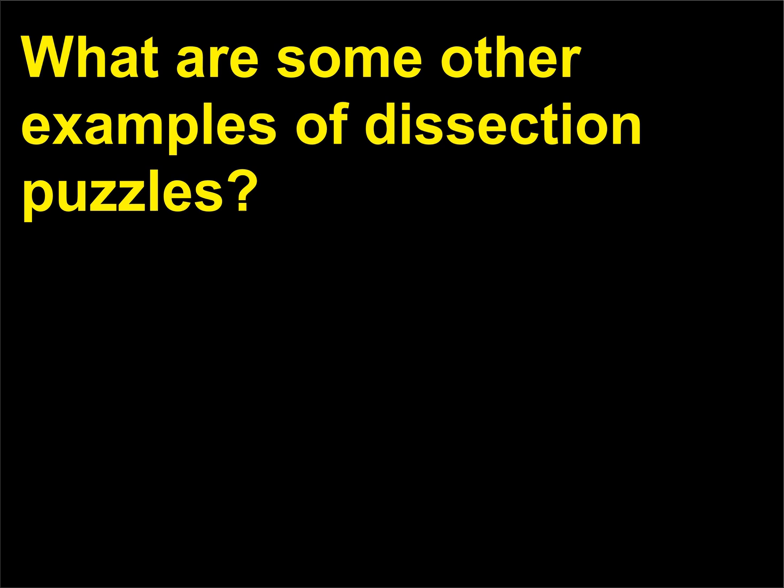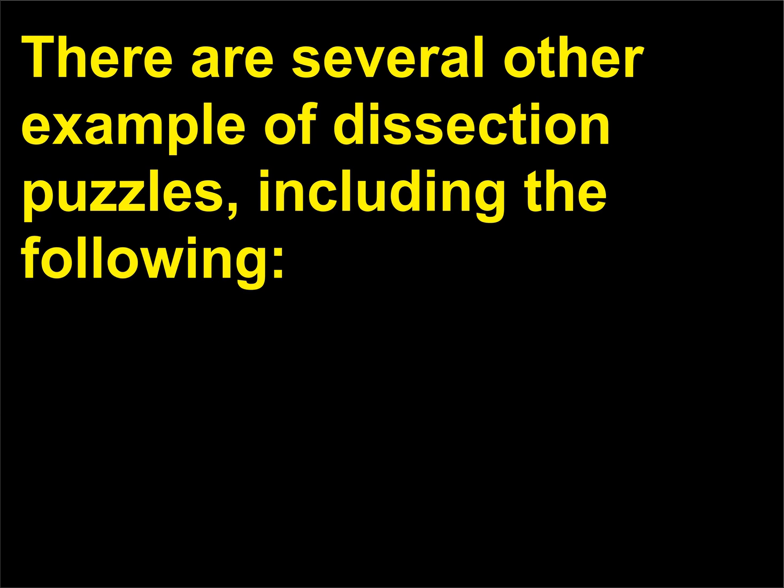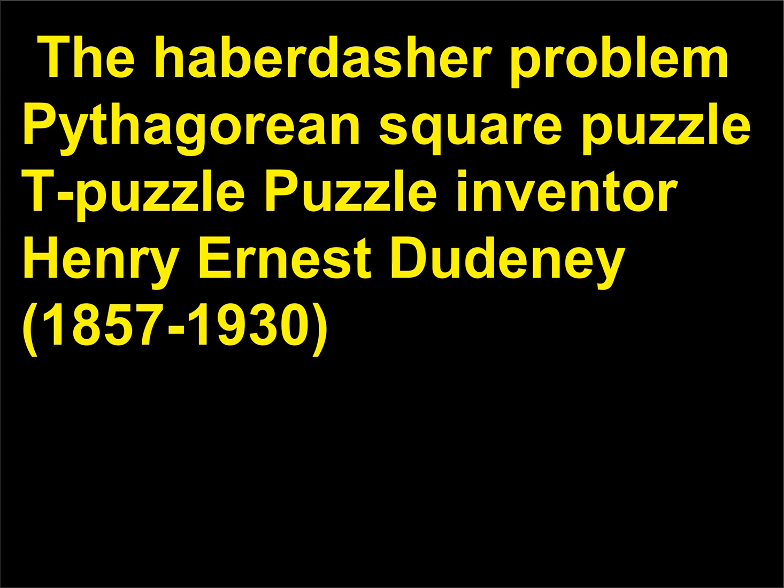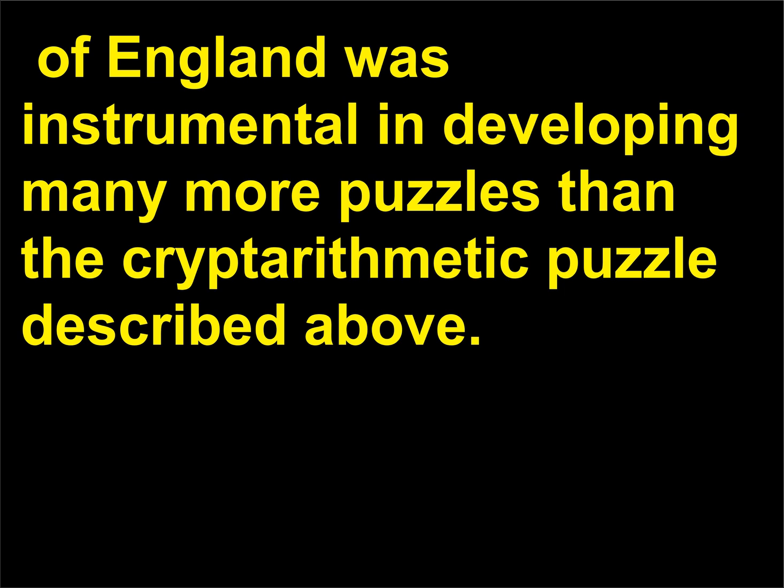What are some other examples of dissection puzzles? There are several other examples of dissection puzzles, including the following: the haberdasher problem, Pythagorean square puzzle, and T puzzle. Puzzle inventor Henry Ernest Dudeney, 1857 to 1930, of England, was instrumental in developing many more puzzles than the cryptarithmetic puzzle described above.